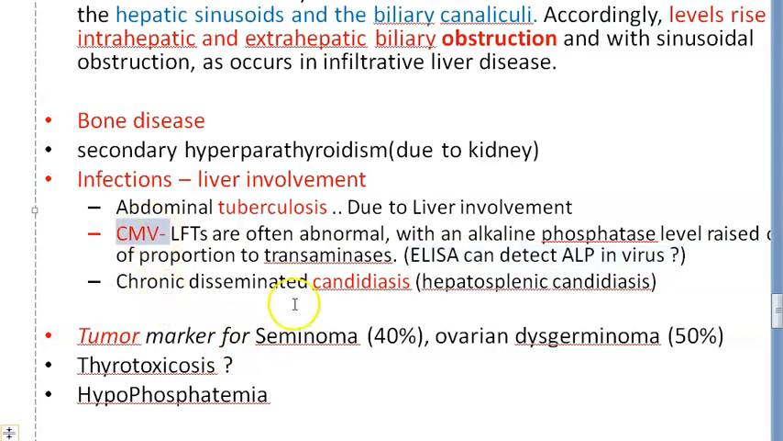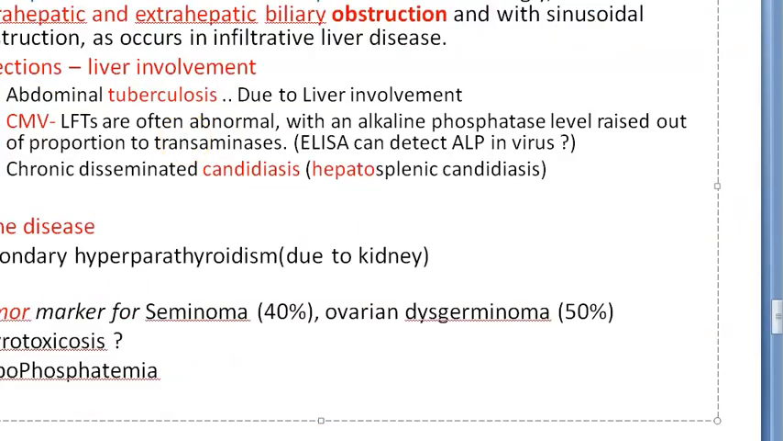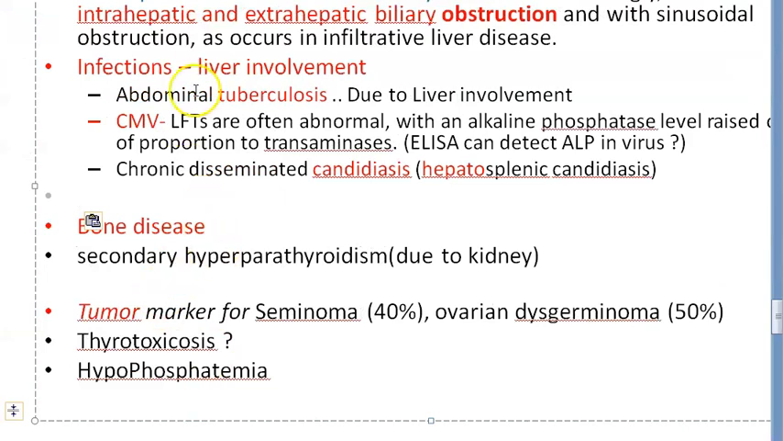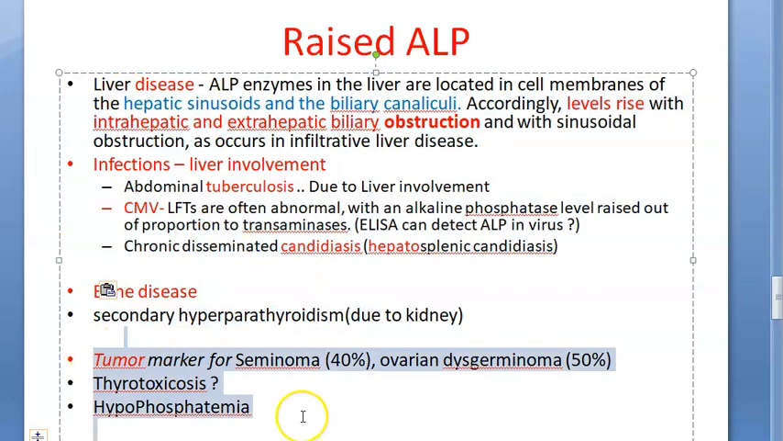So cytomegalovirus infection, candidiasis. So chronic disseminated candidiasis, hepatosplenic candidiasis. That itself is giving you a clue: hepatic. I think we should move this up here because of liver involvement. So let the liver come with everything together, and after liver, we will look at bone. So we have moved this up. Now bone, then tumor markers.